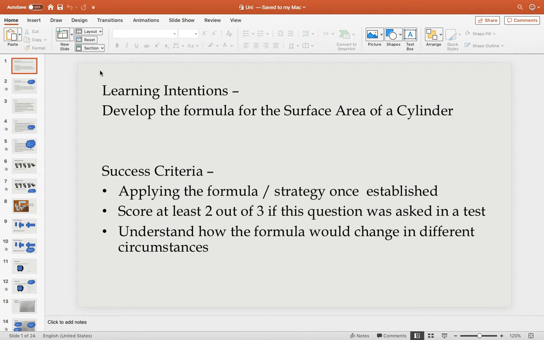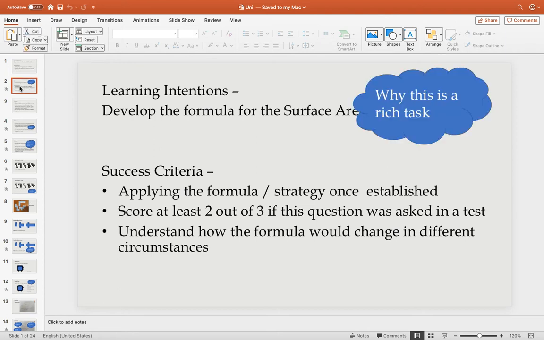Okay, so the learning intention for this class was to develop the formula for the surface area of a cylinder. I've differentiated the success criteria into applying the formula or the strategy once established, scoring at least 2 out of 3 in this question if it was asked on a test, and understanding how the formula would change in different circumstances. So, why is this a rich task?